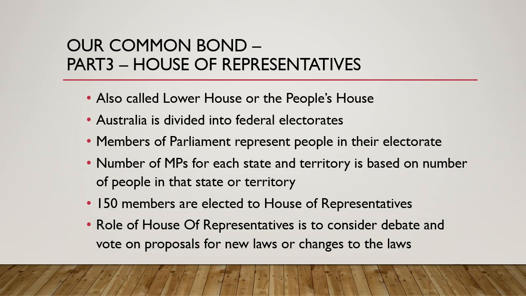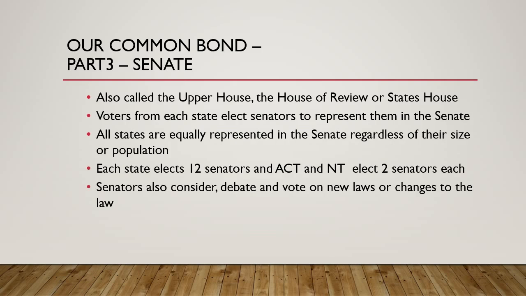The role of the House of Representatives is to consider, debate and vote on proposals for new laws or changes to the law. Then we have the Senate, which is also called the upper house, the House of Review or the States' House. Voters from each state elect senators to represent them in the Senate. All states are equally represented in the Senate, regardless of their size or population. Each state elects 12 senators, and the ACT and NT elect 2 senators each.